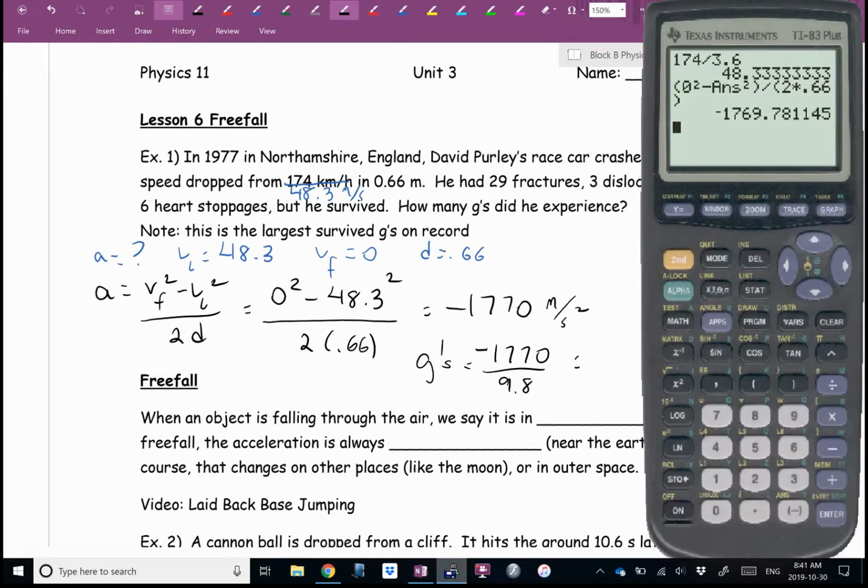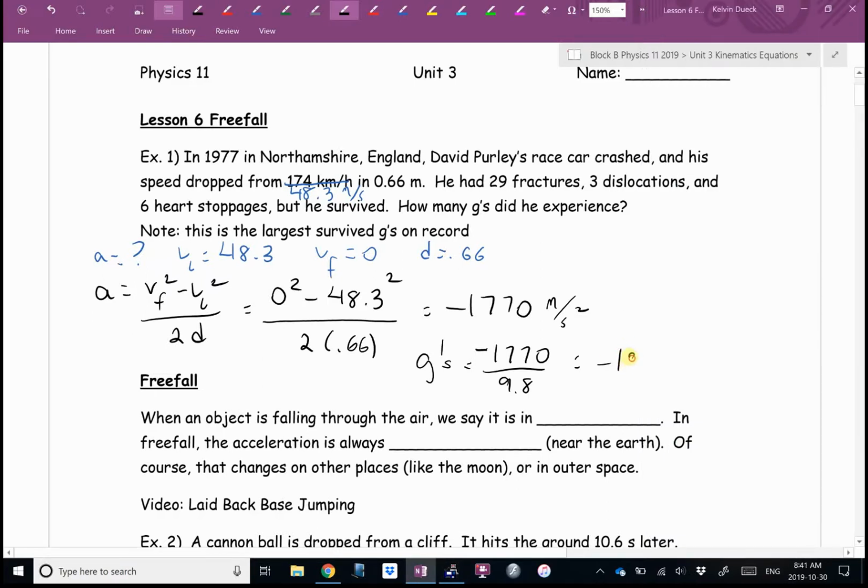Once again, Kieran, I'm going to use my answer button. As far as we know, this is the highest number of G's a human being has survived, at least that we have video data of that we can analyze. And I'm going to round up to 181 because he's earned it. And the unit for G's is G's. Technically, there are no units because the top is meters per second squared and the bottom is meters per second squared, so they cancel.